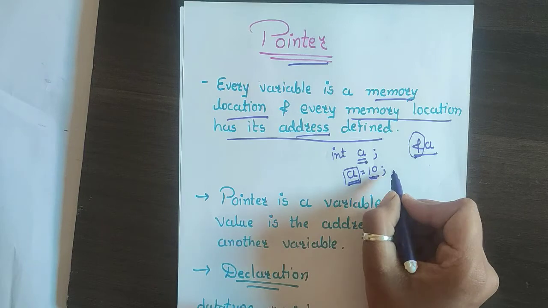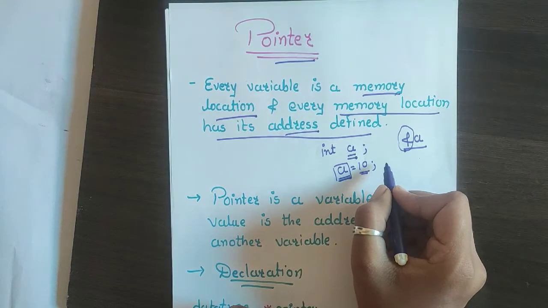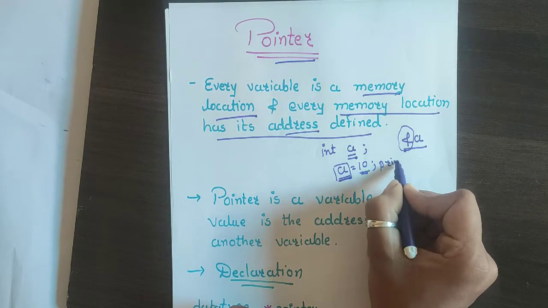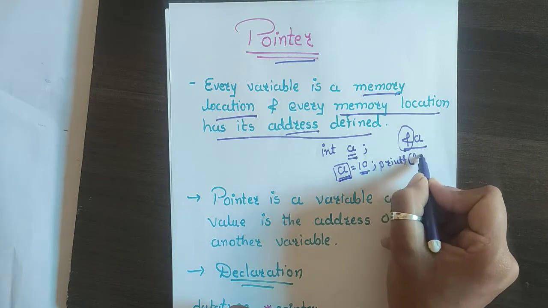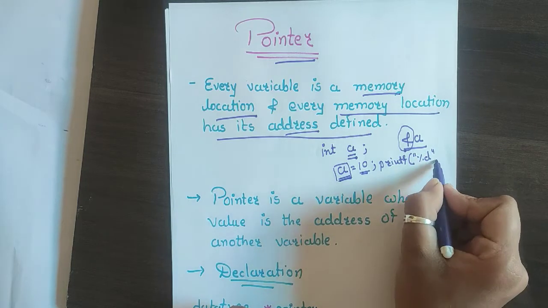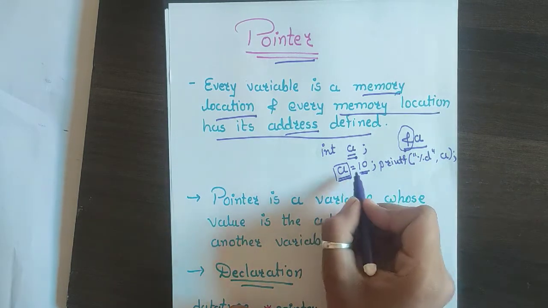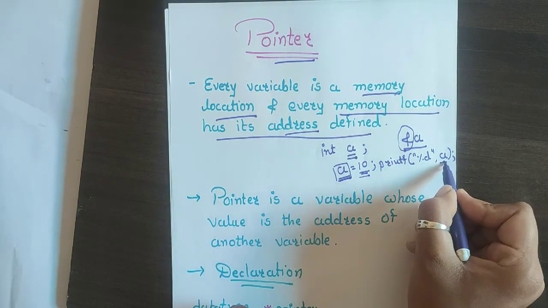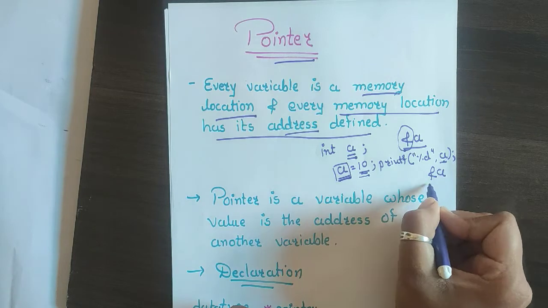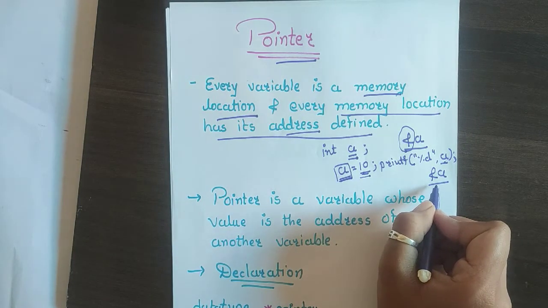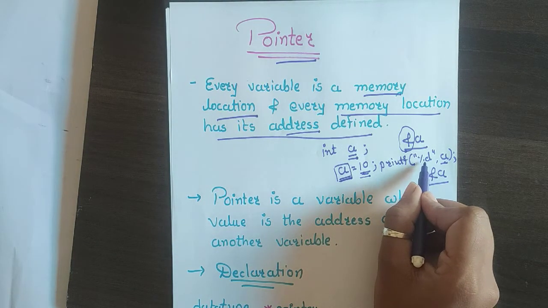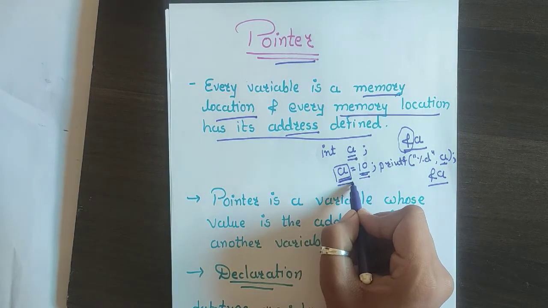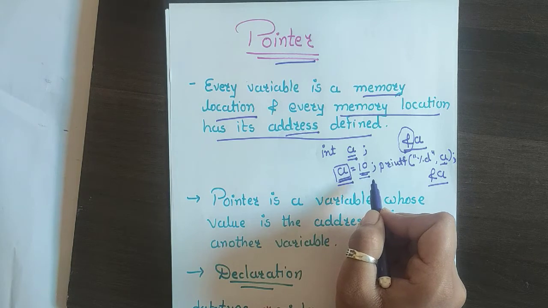Simply you can try that: make a simple program and apply the printf statement. If you write printf %d with a, it will print 10, that is the number. But instead of a, if you write &a, it will print the address, the location of that particular variable.